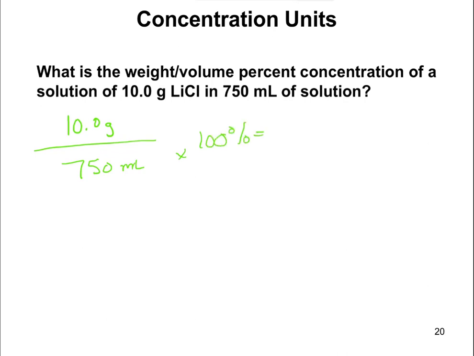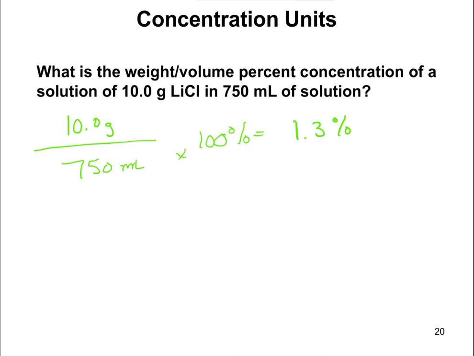You would do 10 divided by 750, which gets you to 0.01333. Then you multiply it by 100, which gets you to 1.3, and then add a percent. So 1.3%. And I did two significant figures because there's two significant figures in this number here. All right, so again, weight volume percent is the number of grams in milliliters times 100%.